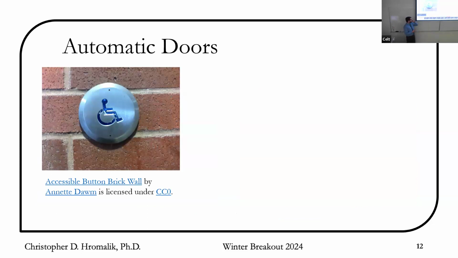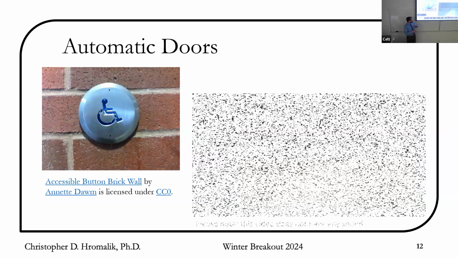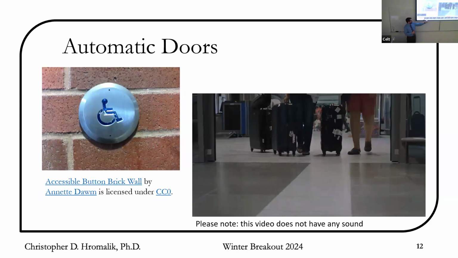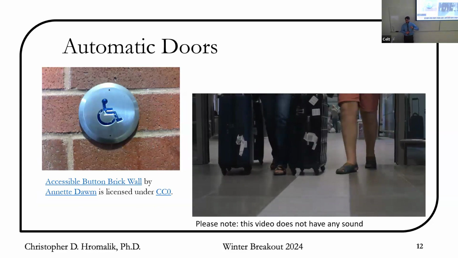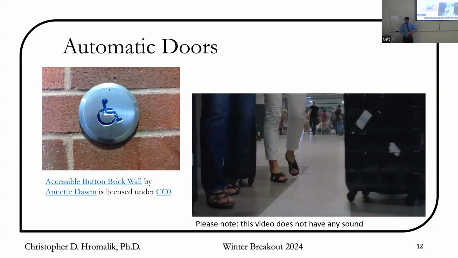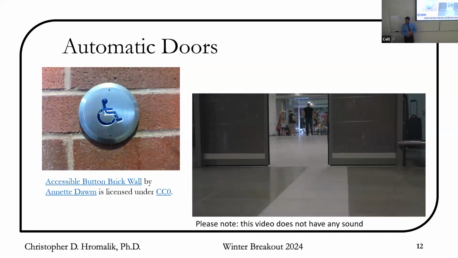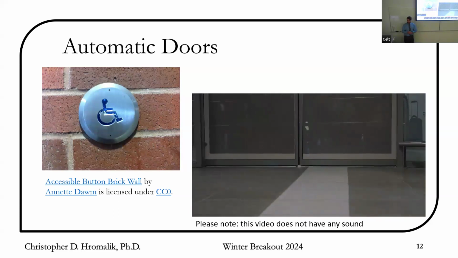Another example is automatic doors. In the image on slide 12, on the left-hand side is a button for an automatic door. But automatic doors can also benefit others. For example, in the video on the right-hand side, we see someone with heavy luggage at the airport. This is a more universally designed experience that allows someone with a disability to enter the building, but there are also benefits to everyone in having doors that are automatic.